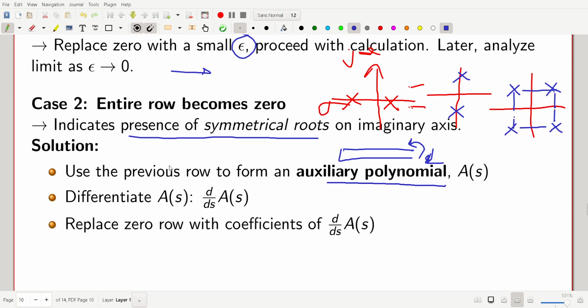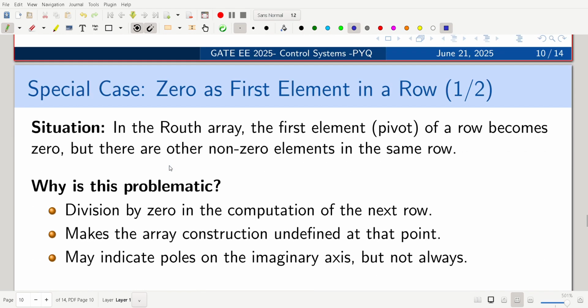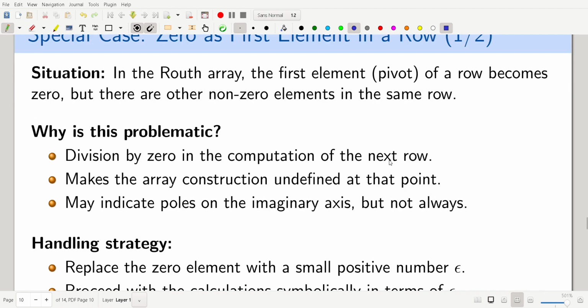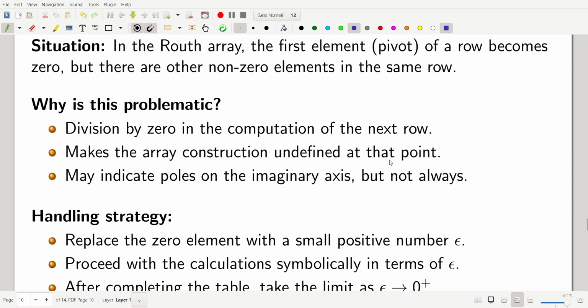Let us understand all this. In the Routh theory, the first element is also called the pivot. If the pivot of the row becomes zero but there are other non-zero elements in the same row, how can we proceed? Division by zero in computing the next row is difficult. It leads to infinity. So how can we resolve this issue and complete our Routh array? It makes the array construction undefined at this point. It may indicate poles on the imaginary axis, but not always. It may be unstable also, with poles going to the right-hand side.